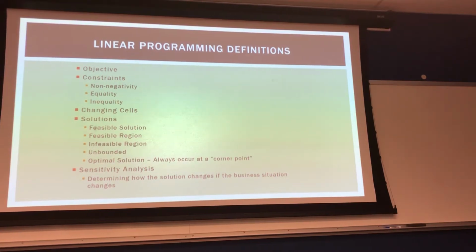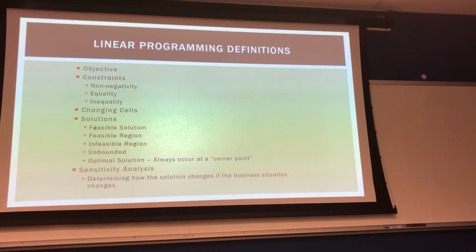We know that the changing cells are the ones that Excel is going to fill in for us, based on the goal we're trying to reach and the constraints that we have on it. The solutions we discovered last time could be feasible or not feasible. We had something that was not feasible. They could also be unbounded, which I discussed before. If you were trying to maximize and you didn't put any limitations on things, it would just be trying to maximize to infinity. That would be an unbounded solution. There are some other things we can do that will cause unbounded solutions as well.